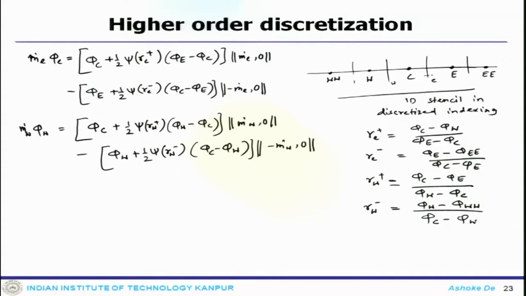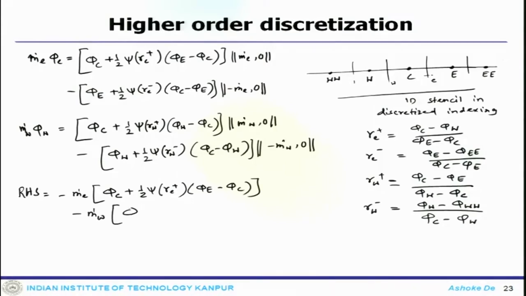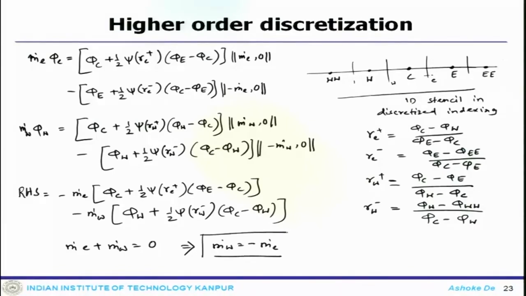Now, simply by derivation, one can rearrange this, and the right hand side will become minus m dot e phi c plus half psi(r e plus) times (phi e minus phi c), minus m dot w phi w plus half psi(r w minus) times (phi c minus phi w). Now the continuity equation gives m dot e plus m dot w equals 0, that means m dot w equals minus m dot e. So, that is from the continuity, one can get it from the mass conservation.